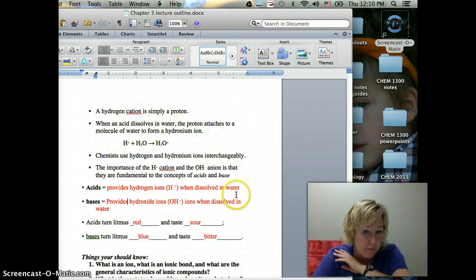This is all the information that you need to know for this chapter. We will talk more about acids and bases. Do not worry.